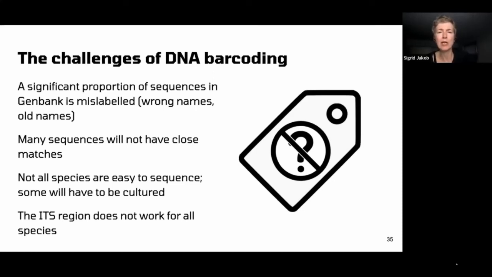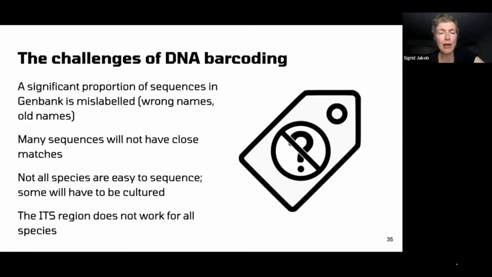Like somebody identified a fungus, thought they were super confident, thought they were really right, popped the sequence into GenBank, and it turns out it's wrong. They might have even realized, but nobody ever goes back to correct. So there's just a lot of misleading names in GenBank. Some people say it's as many as 40%.